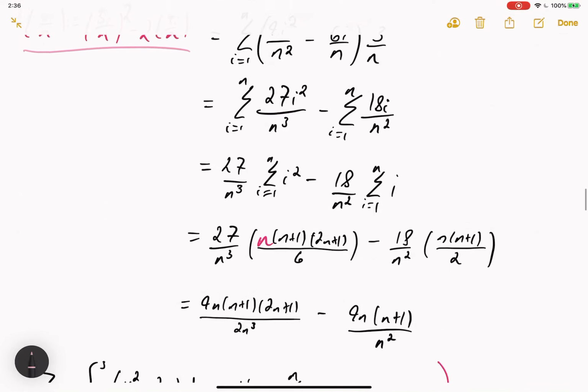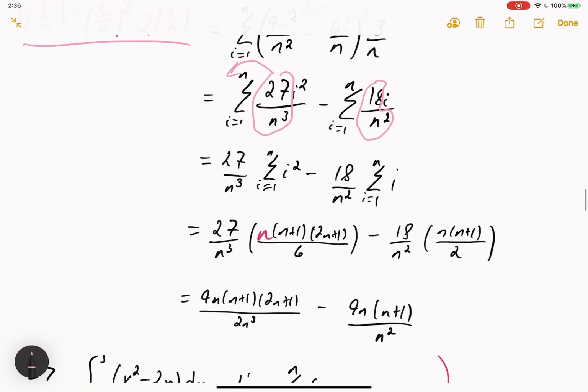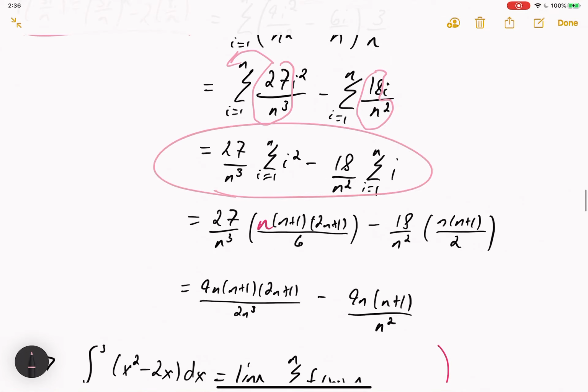And because of that, it's being treated as a constant, and so is this 27, so we can pull them out. Basically, the only thing that matters is we can pull out the 27 over n cubed, and likewise, we could do that with the 18 divided by n squared. We still have to leave the i squared and the i inside the sums. So this is what we get in the next step.